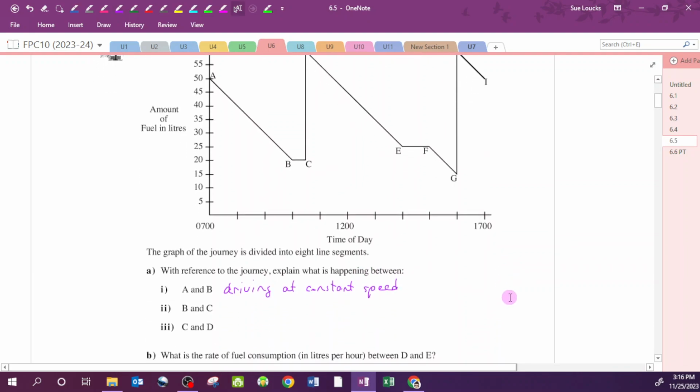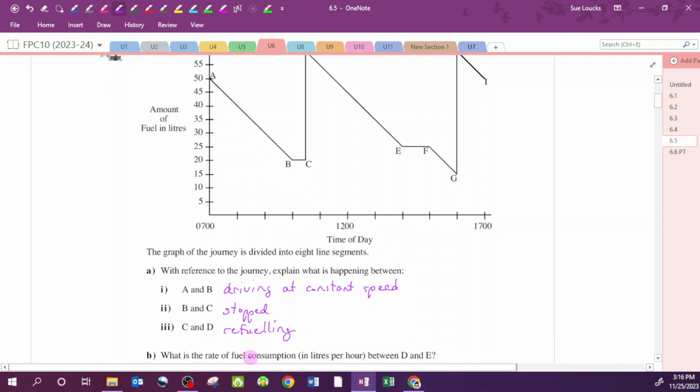And then from B to C, they're stopped for a break of some sort. And then between C and D, the amount of fuel in the tank is going up very rapidly, so they're refilling the tank, refueling.